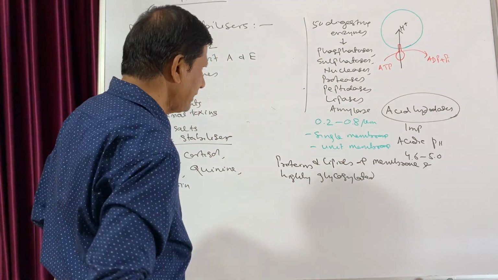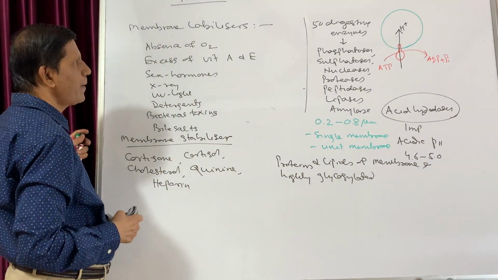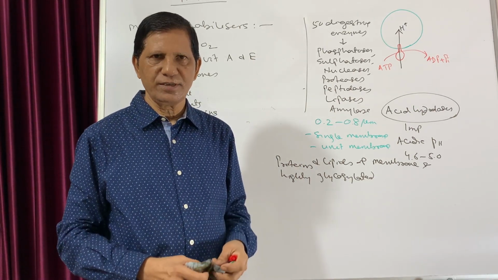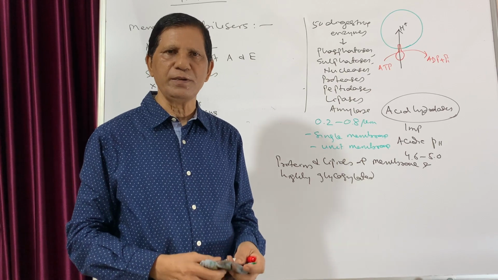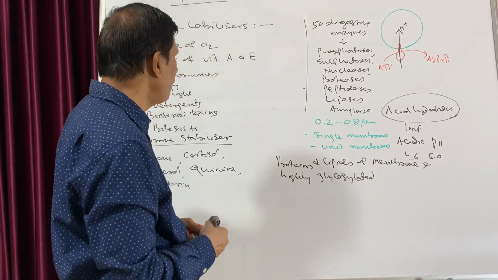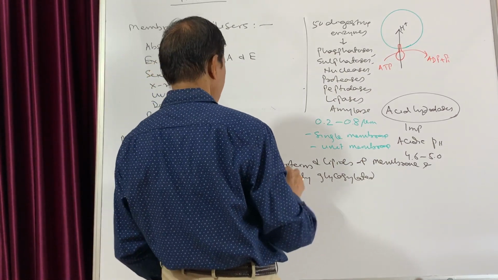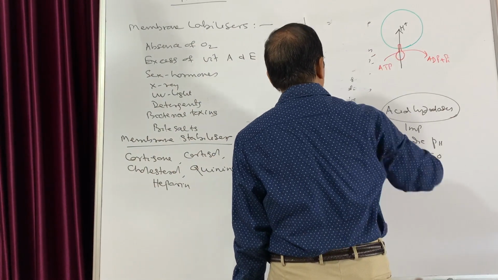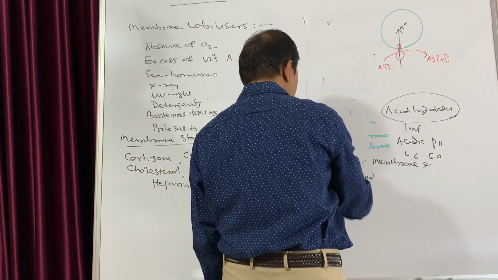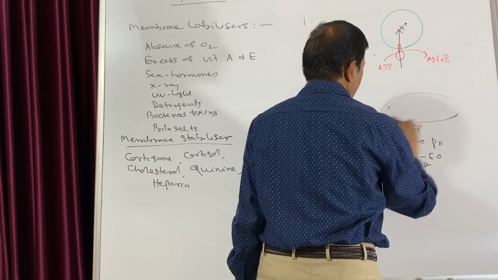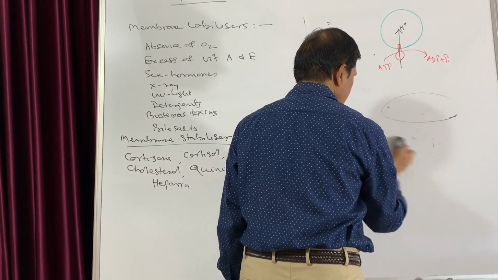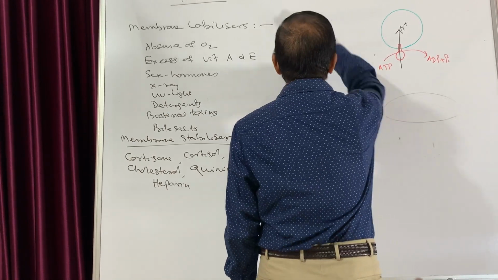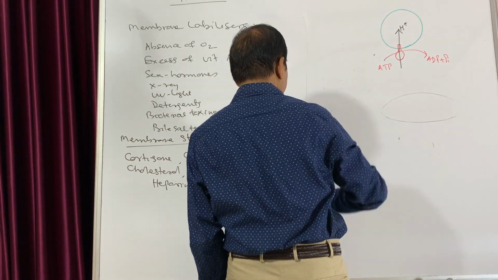Now the next thing that we have to discuss is that lysosome is of different types. That means it shows polymorphism. Lysosome is of 4 different types, and they are usually known as primary lysosomes, secondary lysosomes, residual bodies or tertiary lysosomes, and autophagic vacuoles or cytolysosomes.